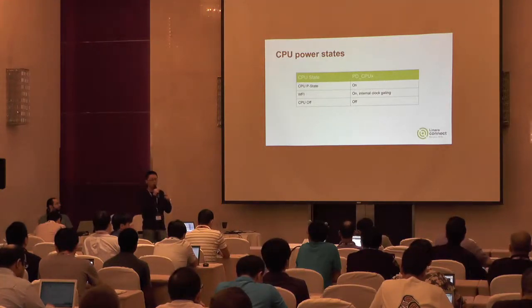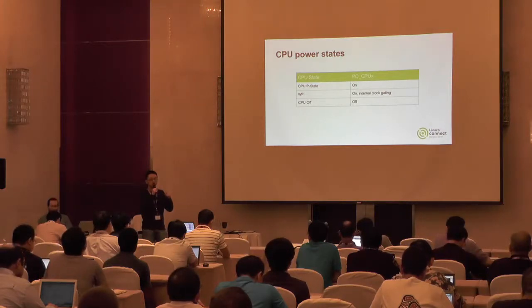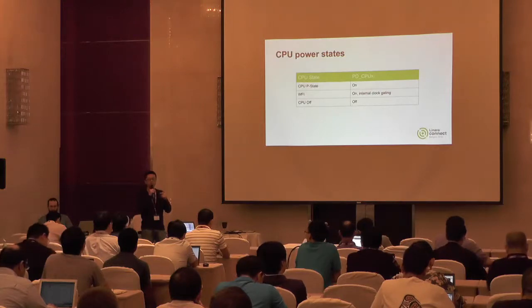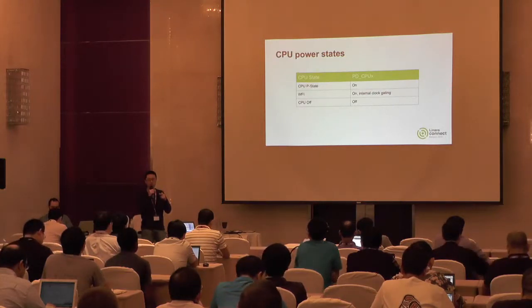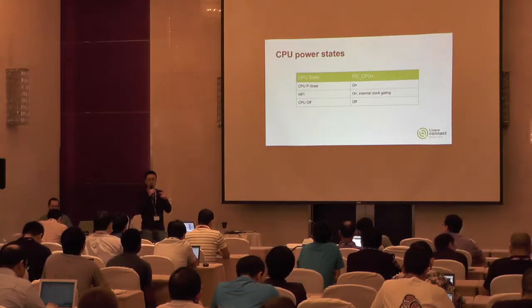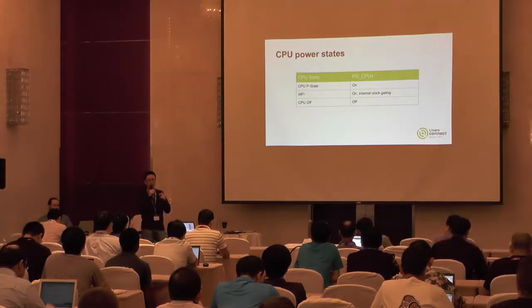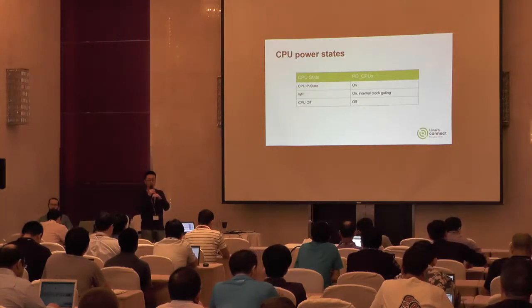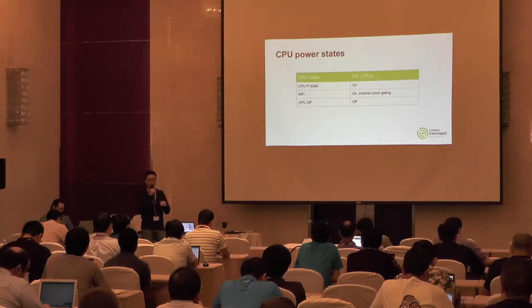The P state means the CPU is running at one specific operating point. For the WFI state, the CPU is running, its power domain is on, but its internal clock is gating. So we can use this way to reduce the dynamic power. For the CPU off, the power domain to this CPU has been disabled and the clock for this CPU has been removed as well.